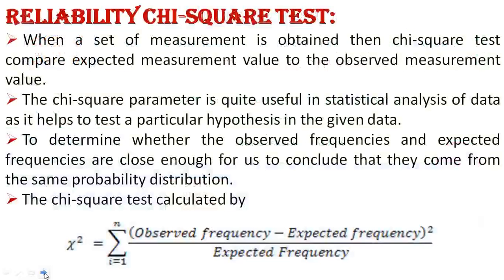So what is the chi-square test? It is used to calculate the accurate value from repeated measurements. When a set of measurements is obtained, the chi-square test compares the expected measurement value to the observed measurement value.